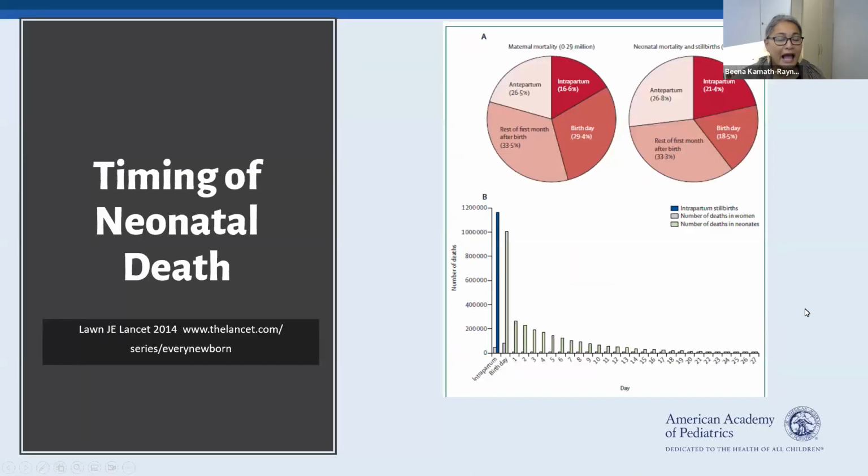If we look at the timing of newborn death, knowing that neonatal mortality is death within the first month of life, actually babies and their mothers have the highest risk of mortality in the first 24 hours around birth. And then it spaces out across the remainder of the month. But the first 24 hours is really the highest risk for both the mother and the baby for dying.